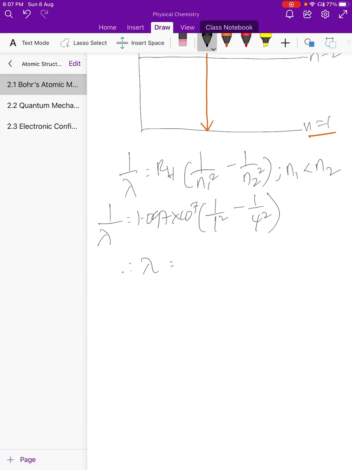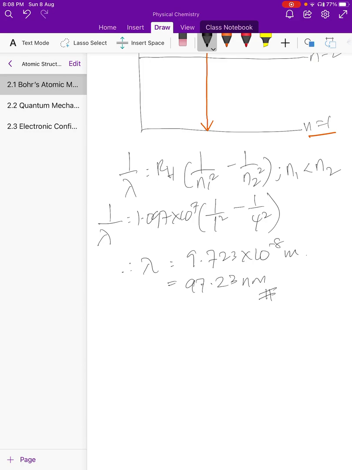So we calculate. So I get 9.723 times 10 to the power minus 38 meter. Let me confirm. Yeah, 9.72 times 10 to the power minus 8 meter. So if I change it to nanometer, it is 97.23 nanometer.